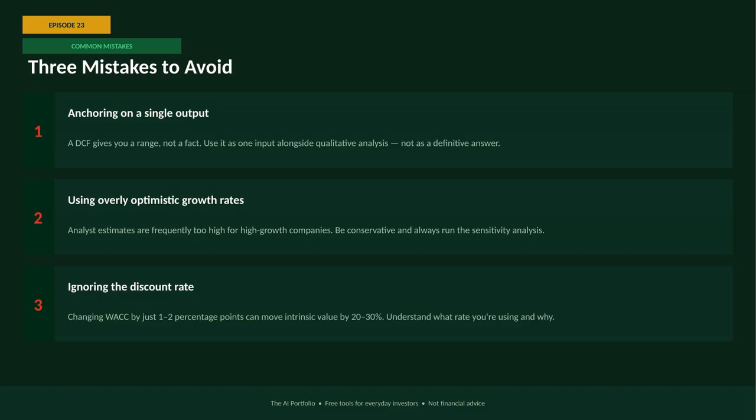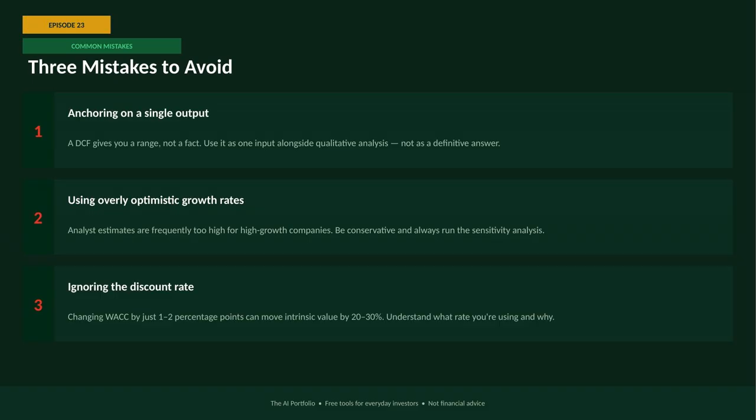3 mistakes to avoid. First, anchoring on a single output. A DCF gives you a range, not a fact. Treat it as one input alongside qualitative analysis, not as a definitive answer. Second, using overly optimistic growth rates. AI will give you analyst estimates, but analyst estimates are frequently too high, especially for high growth companies. Be conservative and run your sensitivity analysis.